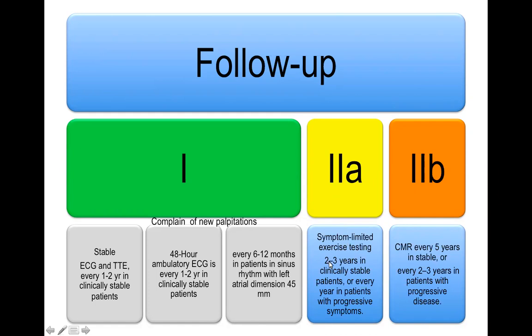Class 2A is in case of symptomatic limited exercise testing every 2 to 3 years in clinically stable patients or every year in patients with progressive symptoms. Class 2B, MRI every 5 years in stable patients or every 2 to 3 years in patients with progressive symptoms. And thank you. Thank you so much.